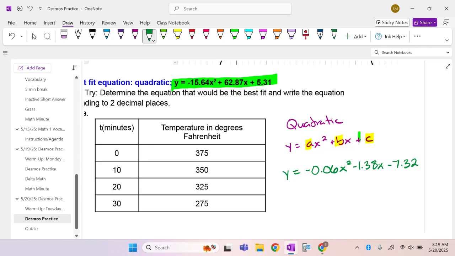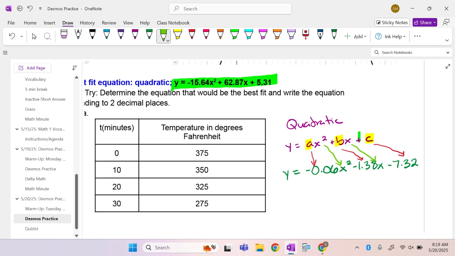So what I did is I took the values for A, B, and C, and I plugged them in here, including their signs. And then if they had anything after them in terms of x, I followed them with that. So the A has an x squared on the end of it, and the B has an x on the end of it. The C's by itself. That's how you write out your regression equation.